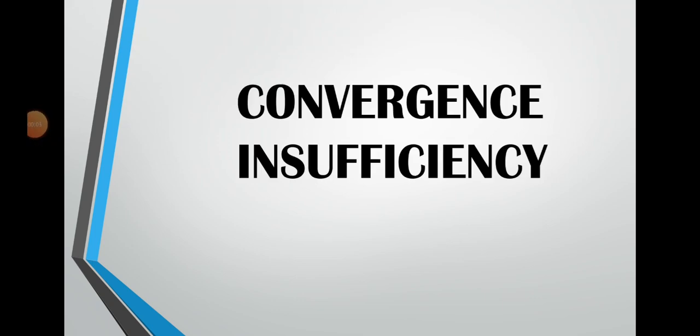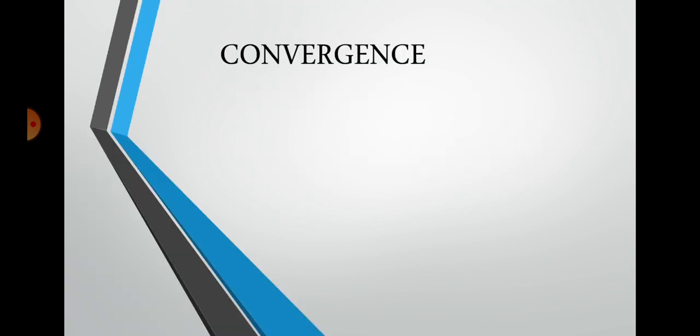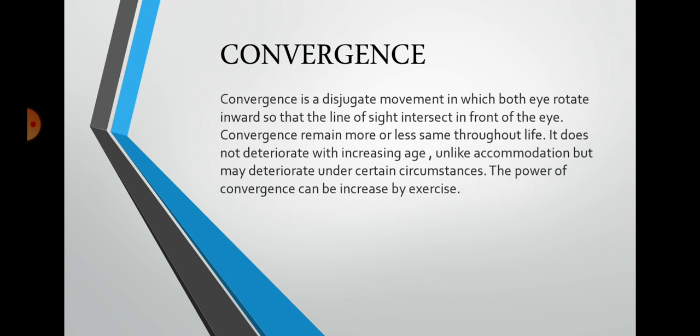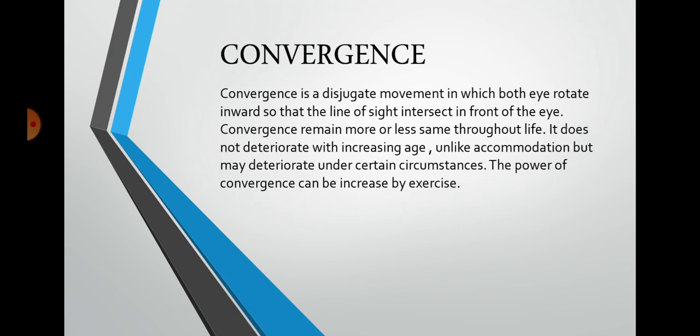Hello friends, today I am going to discuss with you all about convergence insufficiency. Before proceeding to convergence insufficiency, it is very important to know what is convergence. Convergence is a disjugate movement in which both eyes rotate inward so that the line of sight intersects in front of the eye.